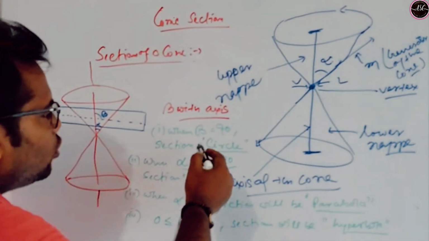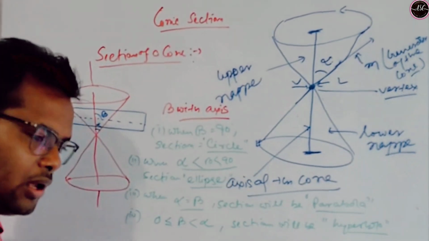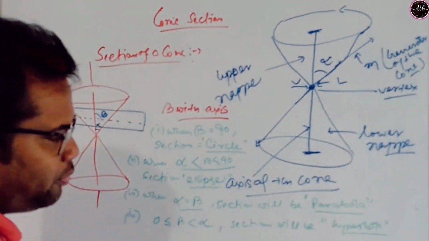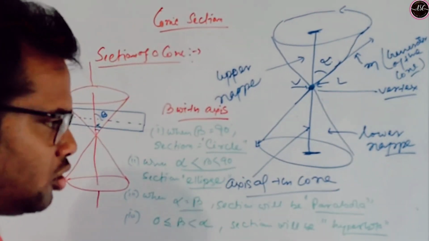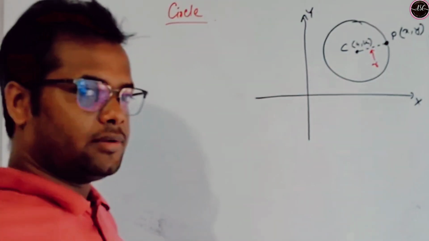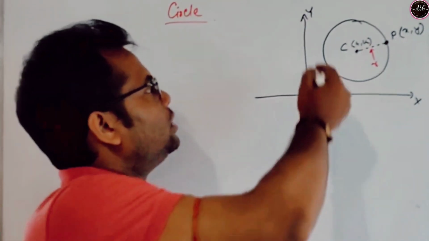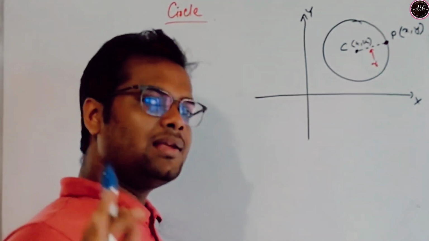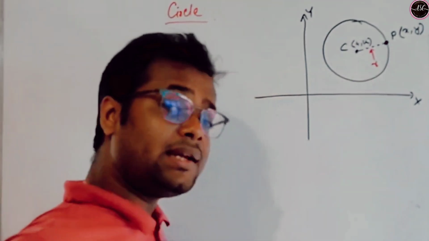In this class we will learn about the circle. Okay, and slowly we will gain our level, up to hyperbola. Okay, so let's see the circle. So just look at this figure. Here this is xy plane, this is a circle. Okay, here C is the center of the circle and R is the radius of the circle.